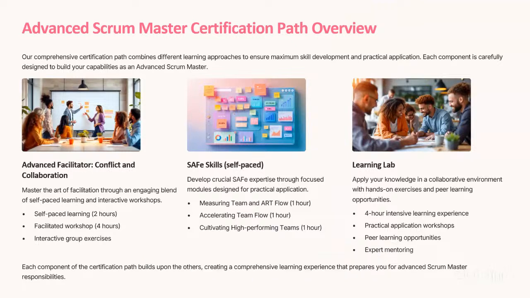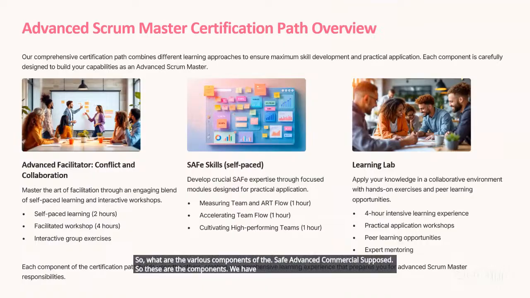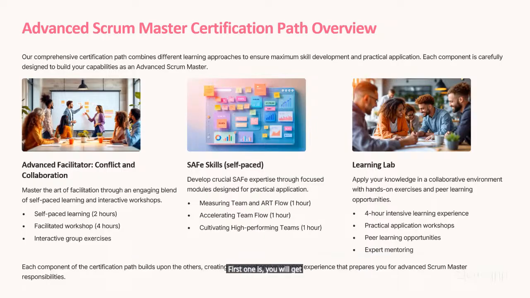So what are the various components of the SAFe Advanced Scrum Master course? We have three key components. First, you will get one micro credential certificate, which is Advanced Facilitator, Conflict and Collaboration. Once you undergo this course, you will have this micro credential.